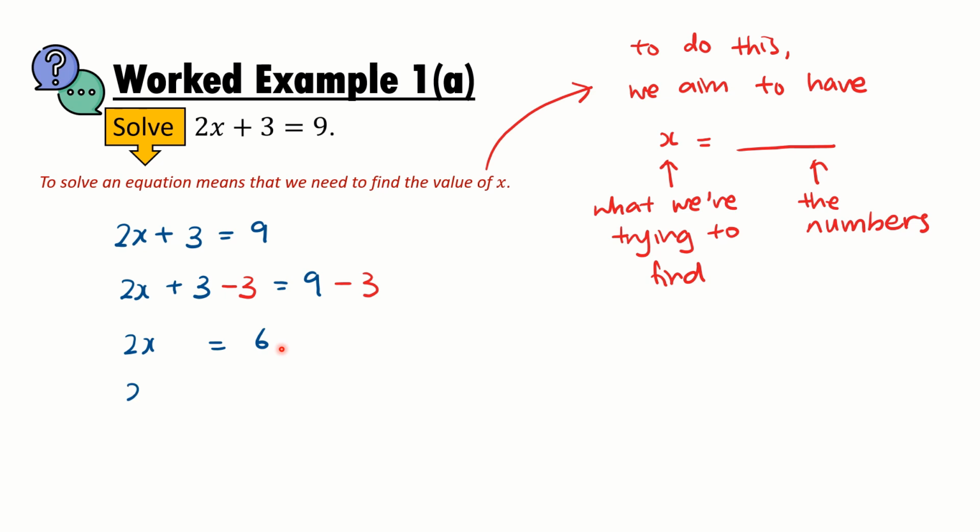Therefore, our next step will look like such, where we have 2x divided by 2 on the left-hand side and 6 divided by 2 on the right-hand side. And we see that 2 divided by 2 becomes a 1, therefore we are only left with 1x, and 6 divided by 2 becomes a 3, and hence we have a 3 on the right side. Hence, at the end of my answer, I have successfully achieved x = 3, which is what we're trying to find in this equation itself.